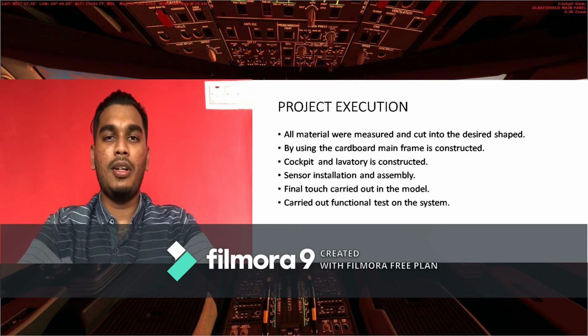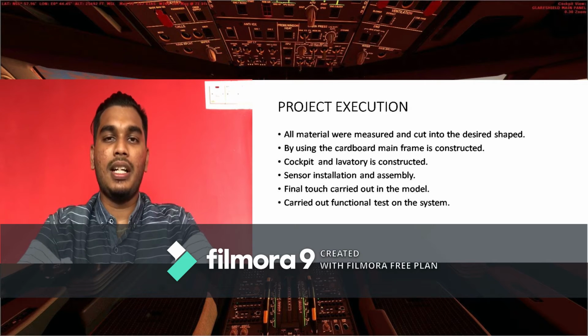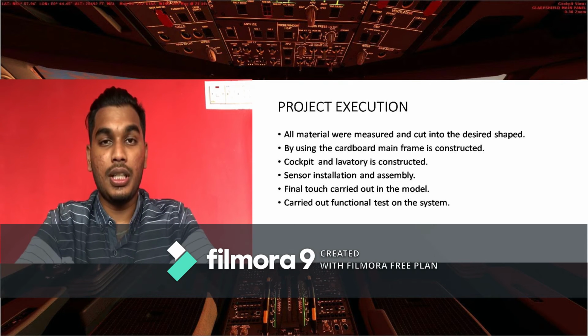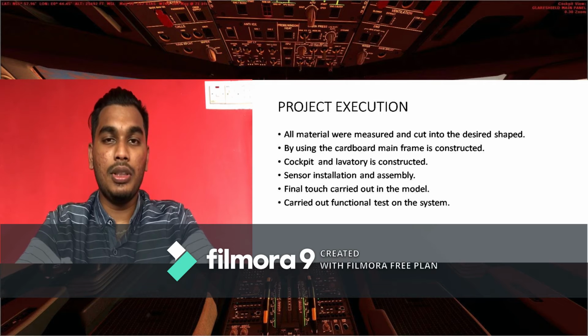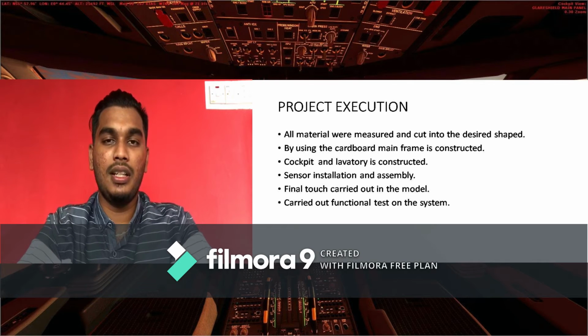Now we would like to explain our project execution. First, all our materials were measured and cut into our desired shape, which was the cutboard. Then the cutboard was used to construct our main frame. Third, our cockpit and lavatory were constructed, followed by the installation and assembly of the MQ135 smoke sensor. The final touch was carried out on the model, which was labelings and markings. Finally, we carried out some functional tests on the system.